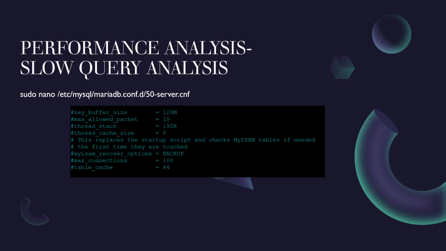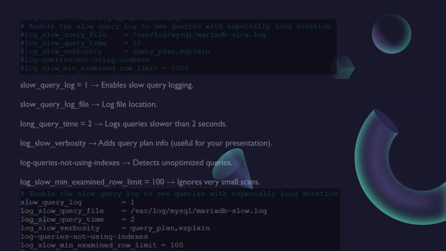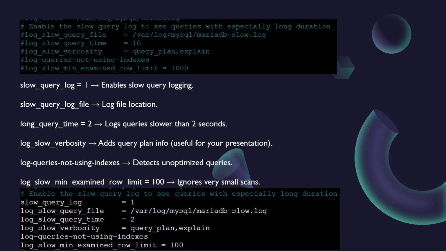And then we want to check the slow query analysis, so we ran sudo nano /etc/mysql/mariadb.conf.d/50-server.cnf, and here we saw the key buffer size, max allowed packet, thread stack, and thread cache size. These are other things that we can change to improve our server, but the main thing here is that we enabled the slow query log. The first screenshot is how everything was commented, and the second screenshot is how we changed it.